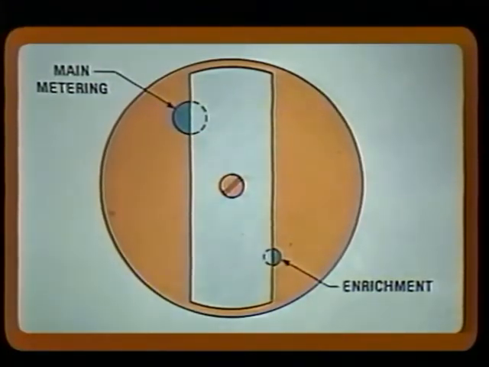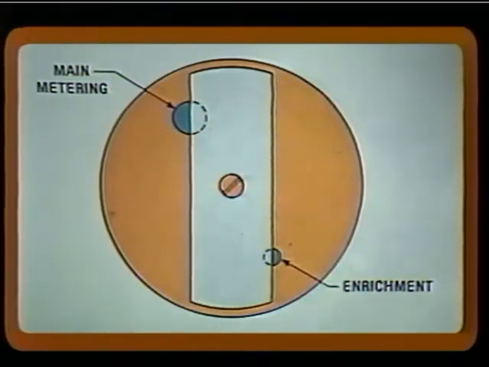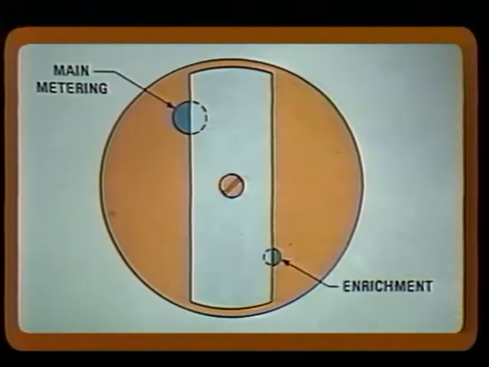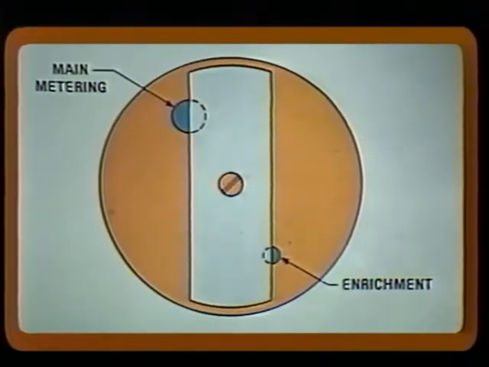Some models of Bendix fuel injection systems employ a special power enrichment system. This consists of a main metering orifice located in parallel with the power enrichment orifice, which is uncovered when the throttle is wide open. When the throttle is brought back to cruise position, however, the power enrichment orifice is closed.